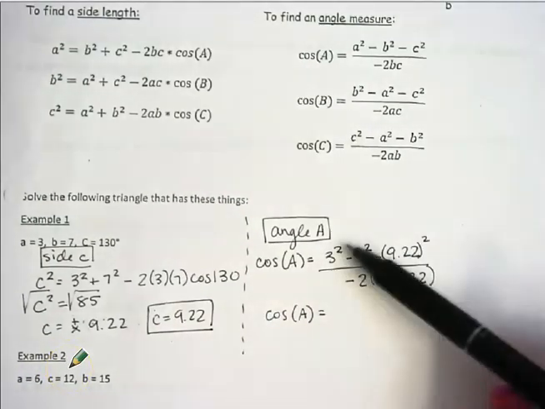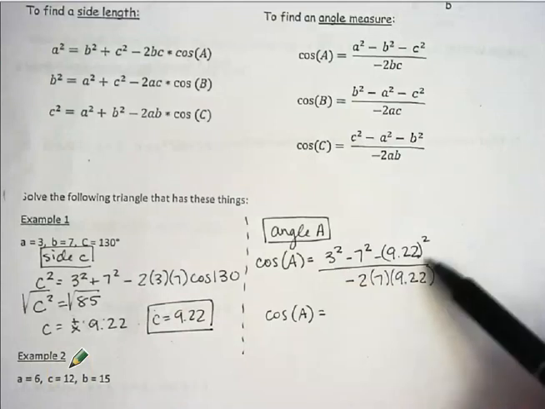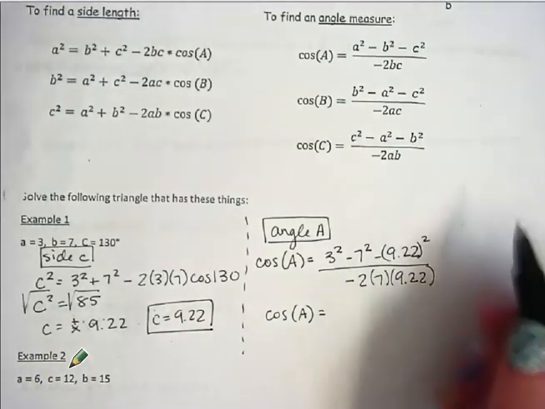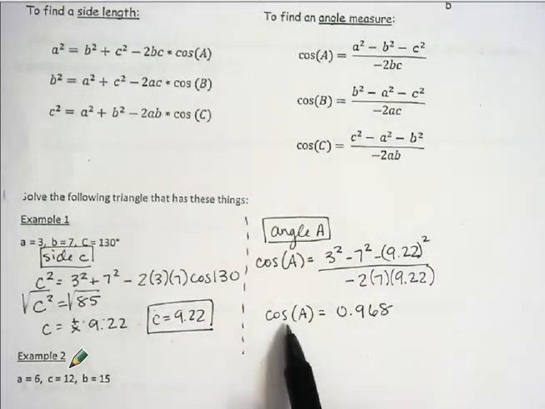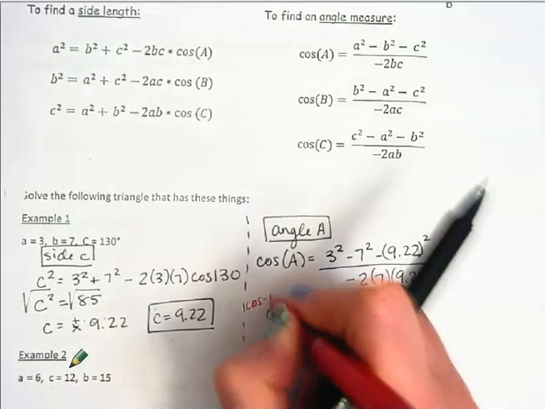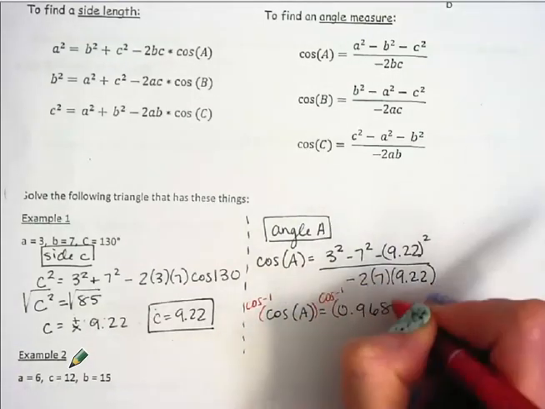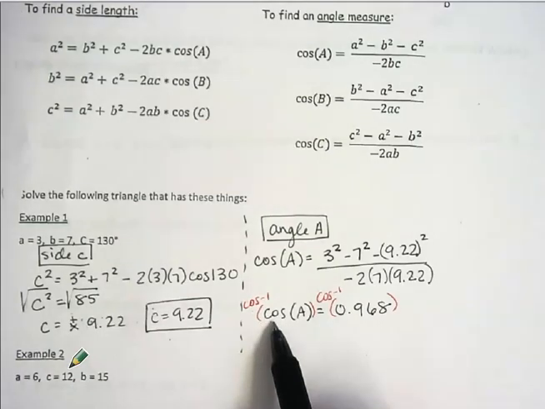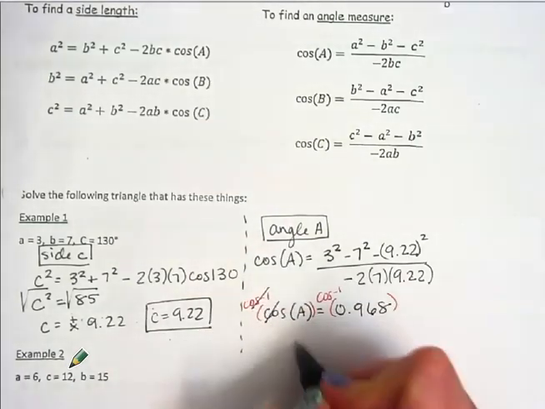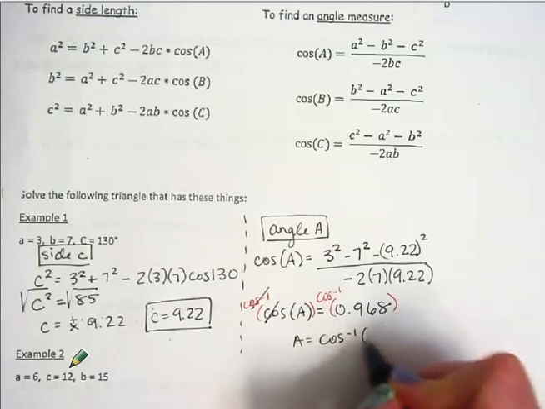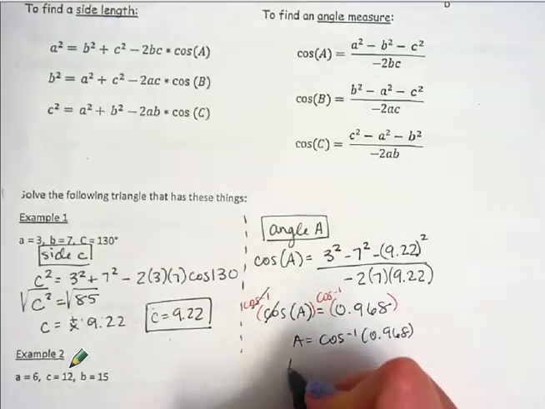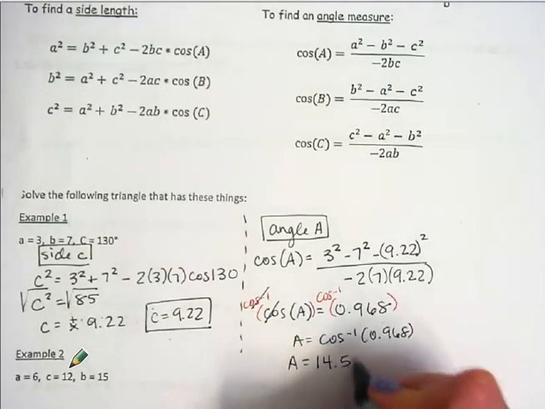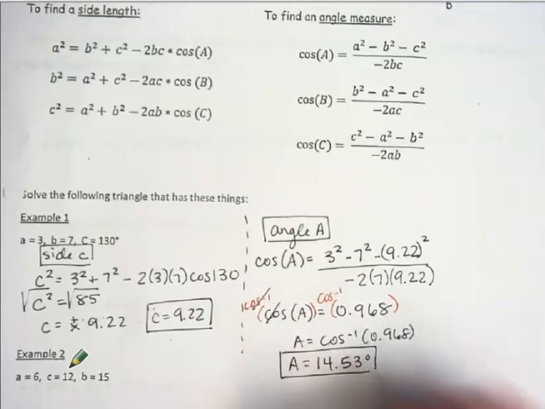Okay, order of operations happens, calculator work happens, math happens, and then we end up with 0.968. Now I haven't solved for A yet, I've just solved for cosine of A. So we are going to do inverse cosine to both sides. Inverse cosine cancels out cosine, leaving me A, and then on your calculator, go find the inverse cosine, or sometimes we call it the arc cosine, and that is going to give you 14.53 degrees for angle A.